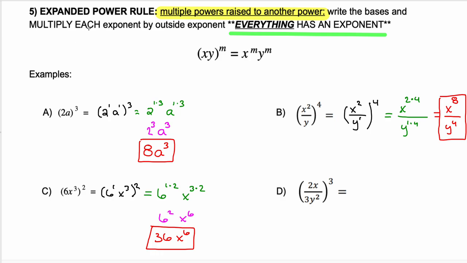And this last example of the expanded power rule has multiple pieces as well. So we have the entire expression 2x divided by 3y squared, all of that raised to the 3rd power. So rewriting this, the numerator has a 2 raised to the 1st power. The next base is an x raised to the 1st power. The denominator has a base of 3 raised to the 1st power, and a base of y raised to the 2nd power. We already see the 2 there, so that one's good. Close parentheses, and all of that is raised to the 3rd power.